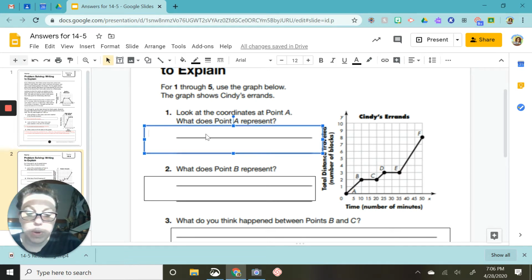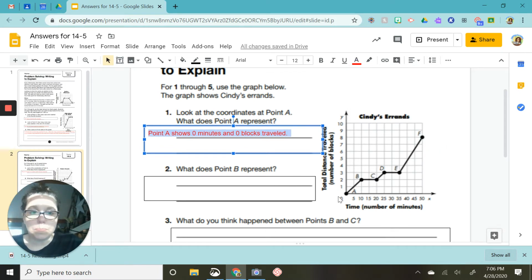So point A, because I'm always going to give you the fanciest answer, point A shows 0 minutes and 0 blocks traveled. That's a fancy answer because it's at spot 0, 0.